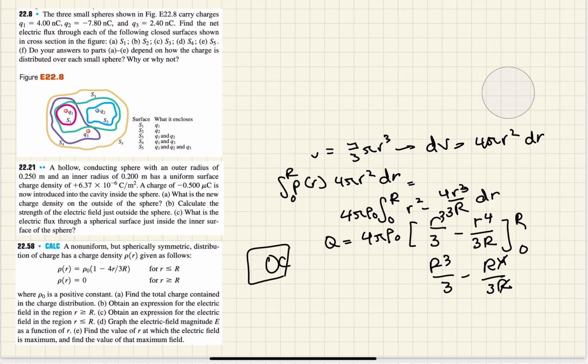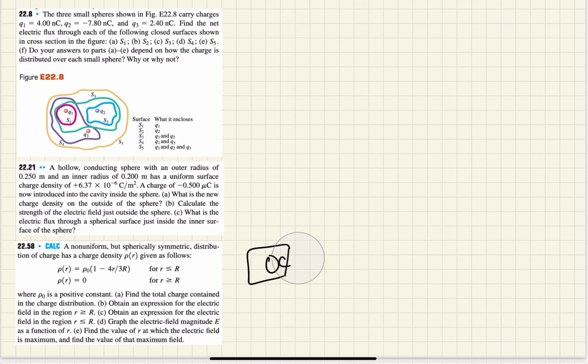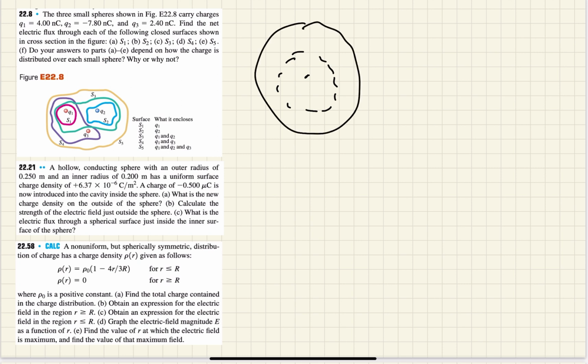I'm going to have to erase this for the next part, because we took too much space there. But it's saying, obtain an expression for the electric field in the region r is greater than or equal to capital R. So we know that the electric field out here is Gauss's law. Electric field times the area is equal to Q enclosed over epsilon naught. Well, Q enclosed is 0. We just found out that the total charge is 0, which means the electric field has to be 0, because area is not 0. If this entire thing is 0, that means the electric field has to be 0. So that means electric field equals 0.